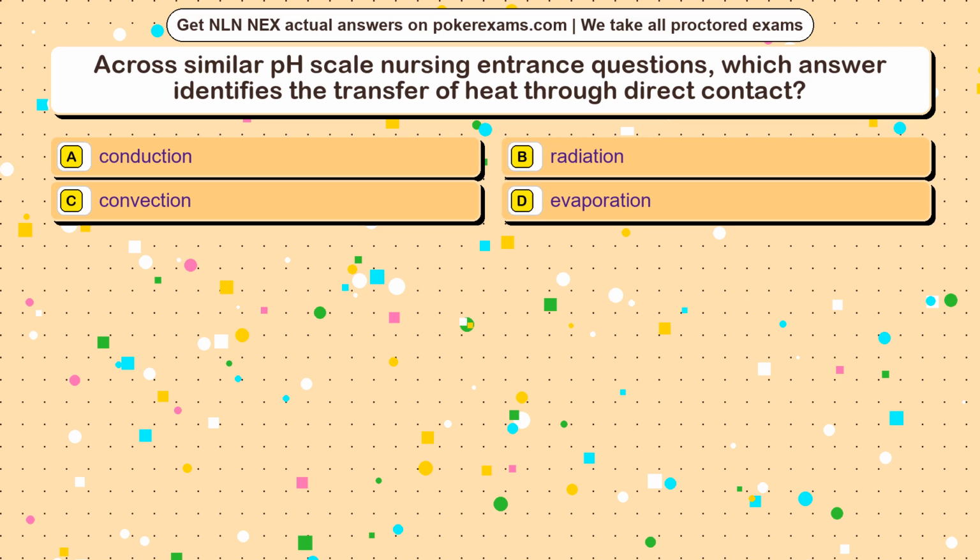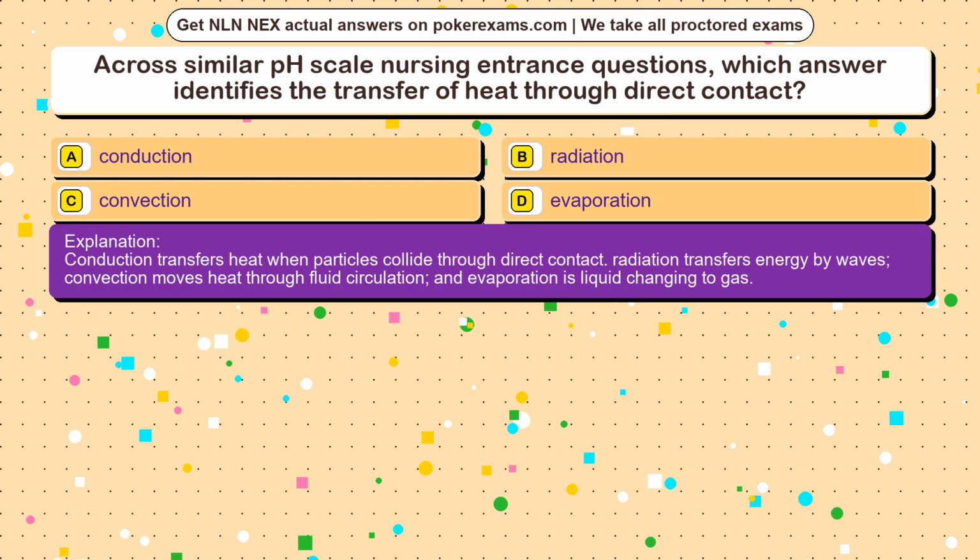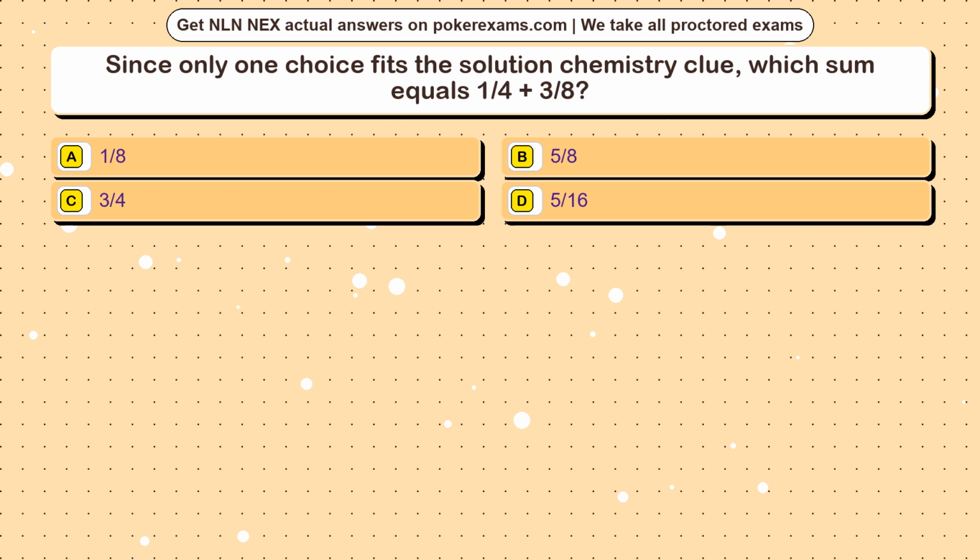The correct answer is option conduction transfers heat when particles collide through direct contact. Radiation transfers energy by waves. Convection moves heat through fluid circulation, and evaporation is liquid changing to gas. Question 21. Since only one choice fits the solution chemistry clue, which sum equals 1/4 plus 3/8? Option A, 1/8. Option B, 5/8. Option C, 3/4. Option D, 5/16.